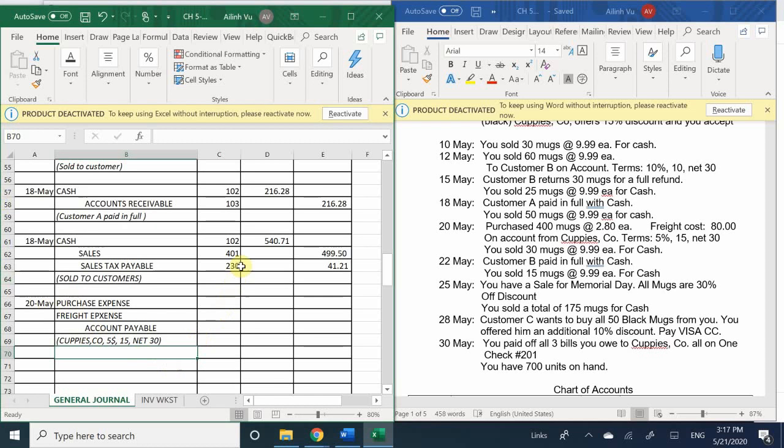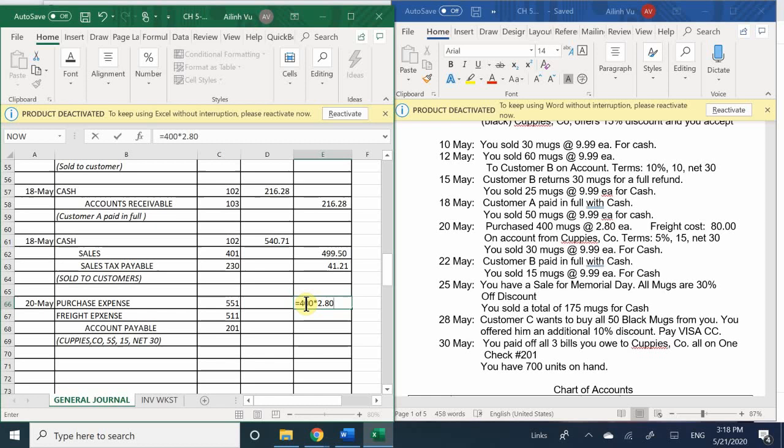All right. So again, my account numbers are, I think, purchase 551 and purchase freight expenses 511. Thank you. Okay. So, how do we know how much we bought? So, what is our purchase price? 400 mugs at $2.80 each.